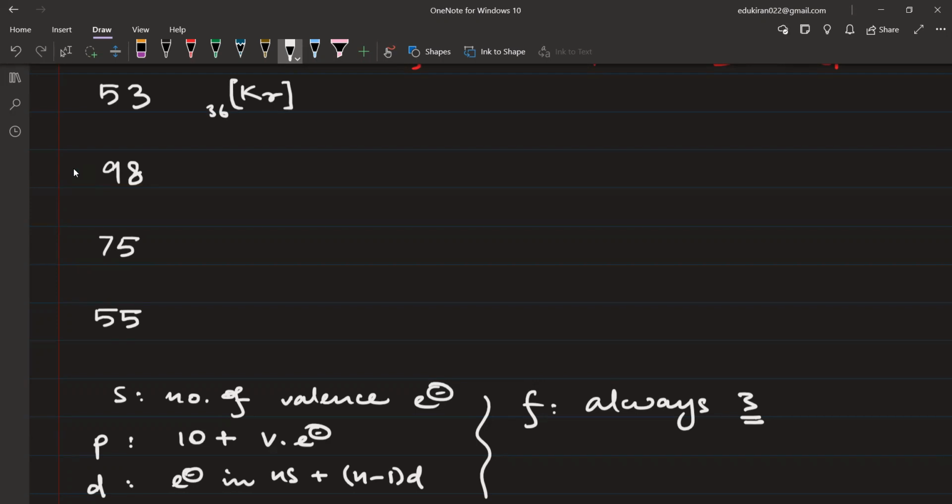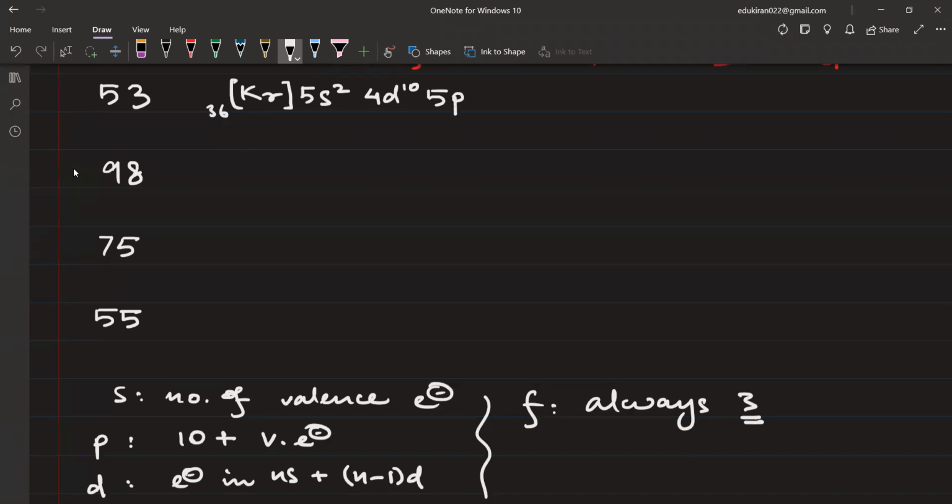Now krypton is noble gas number 4. So we'll start with 5s2. After s, we will see for n minus 2 f, that is 3f. 3f is not possible. So we'll move on. n minus 1 d, that is 4d10. Then we'll go to np, that is 5p.